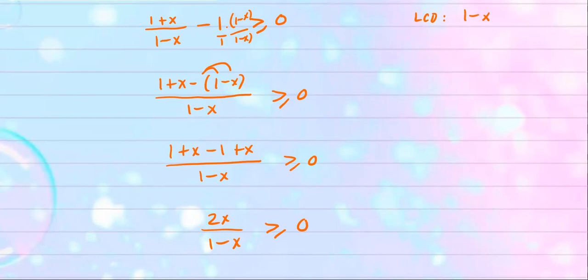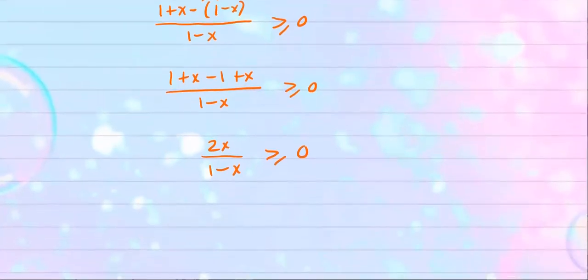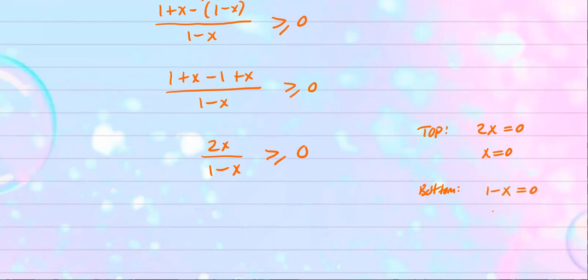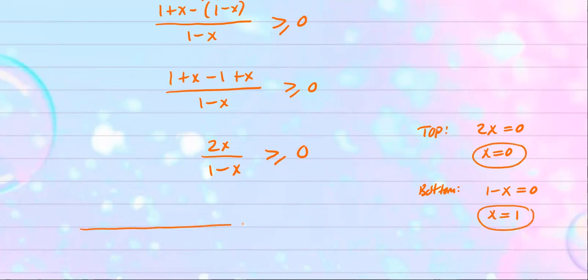Now, this is the important step. Once you get to this step, you want to find the zeros, meaning when is this expression exactly equal to 0? From the top, if we set it equal to 0, we get x equals 0. Great. What about the bottom? If you set 1 minus x to 0, we get x equals 1. So these are the zeros. Now you take those numbers and plug them on the real line. Suppose here is 0, here is 1.